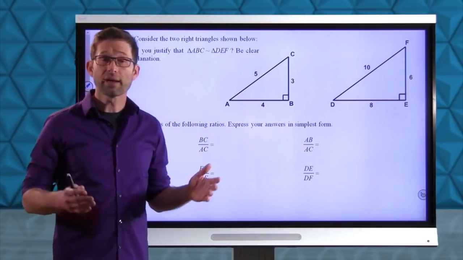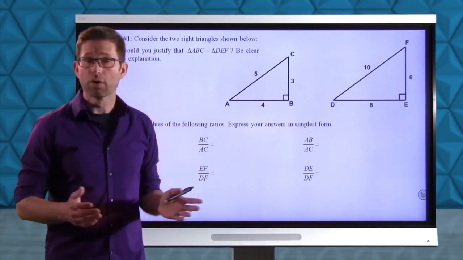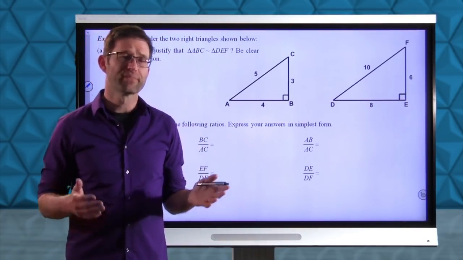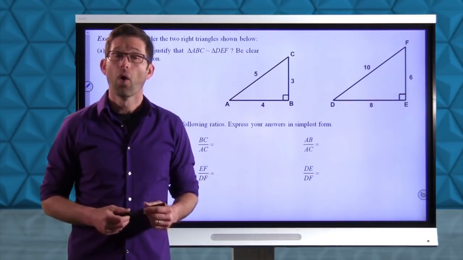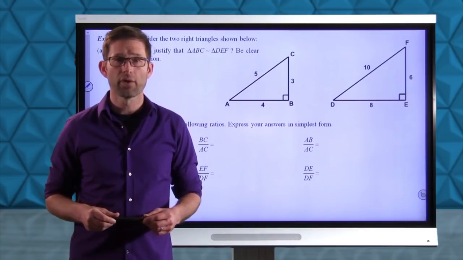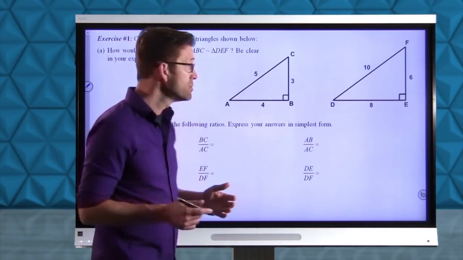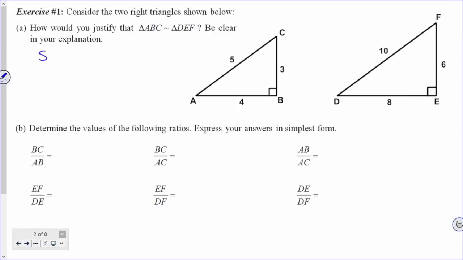All right. Well, there's actually a lot of different ways to justify that they're similar. You could use a similarity transformation. I kind of doubt most people did that. Or you could use one of two different similarity criteria. You could use the side-side-side criteria for similarity. That's probably the one that's most obvious.